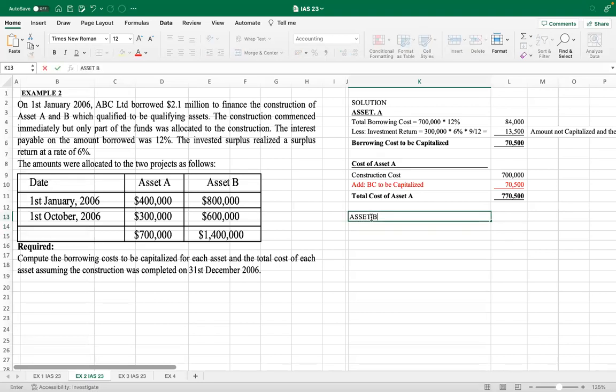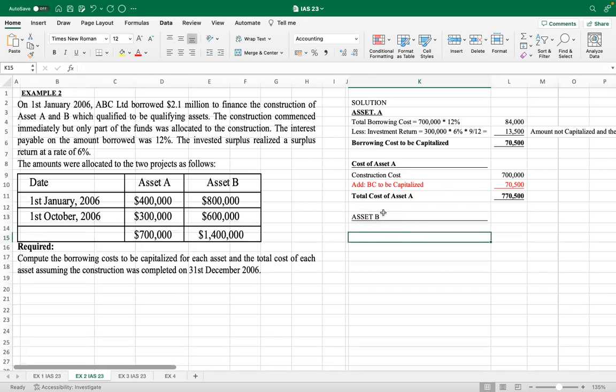Asset B. Now, in our asset B, I will repeat the same logic as this. So I'll just repeat the same process. Total amount of borrowing costs. Total, can you type for me in the chat, please? We can just all chat. I'll just pick the responses randomly.